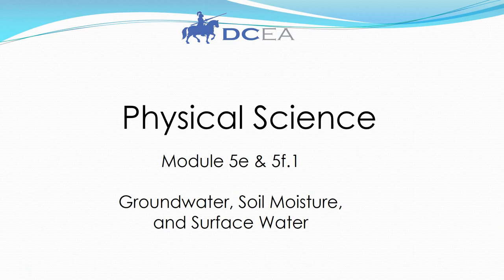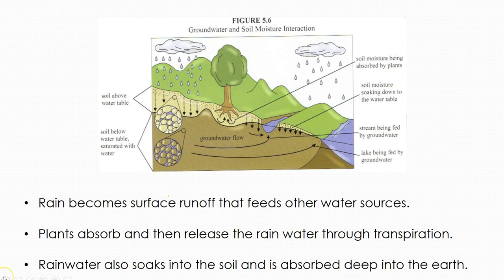Physical Science Module 5. We'll be discussing groundwater, soil moisture, and surface water today. Figure 5.6 from your text, groundwater and soil moisture interaction. This picture shows soil moisture being absorbed by plants. You can see that it's rained, and then there's a layer of topsoil. This is soil above the water table.